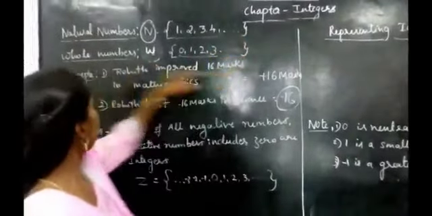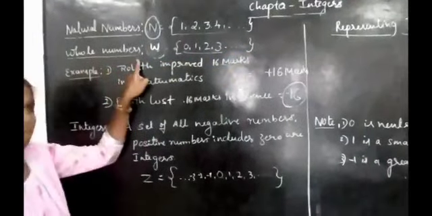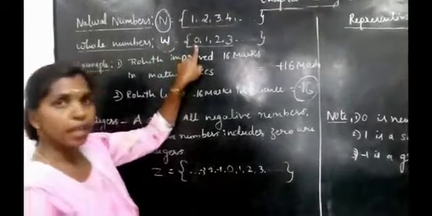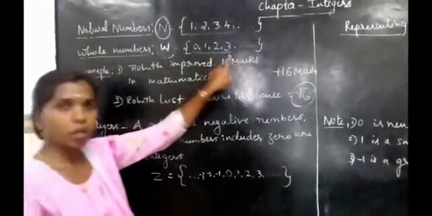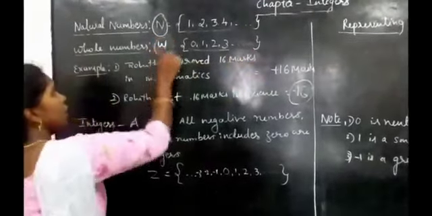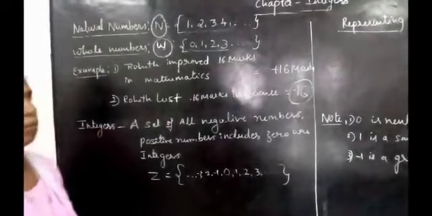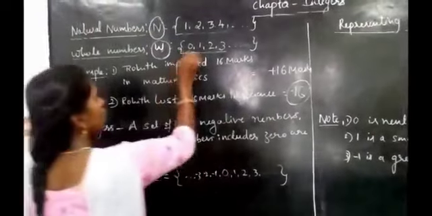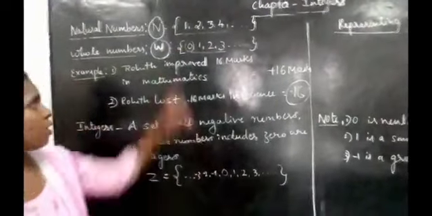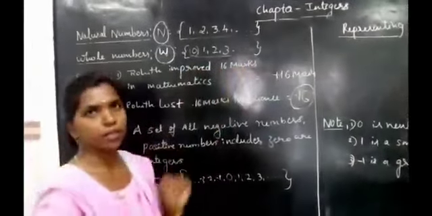And next, what are whole numbers? Along with natural numbers, if we include 0, then this set of numbers is called whole numbers and it is denoted by the letter W. Here also, the smallest whole number is 0. Which is the smallest whole number? 0 is the smallest whole number.